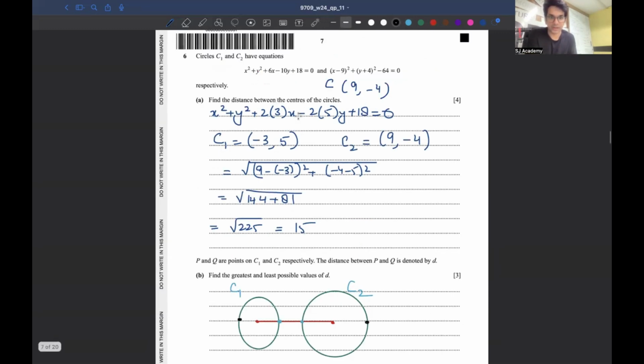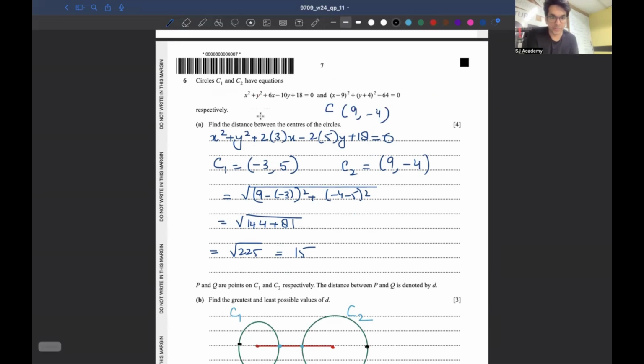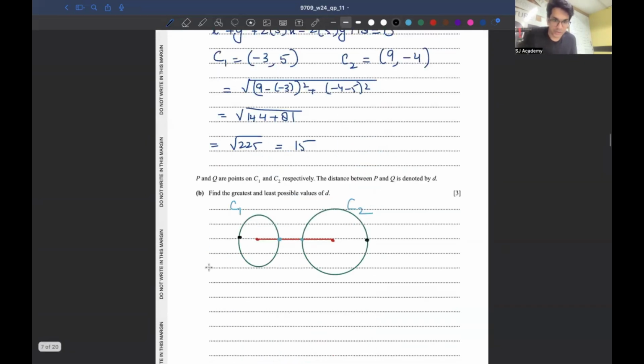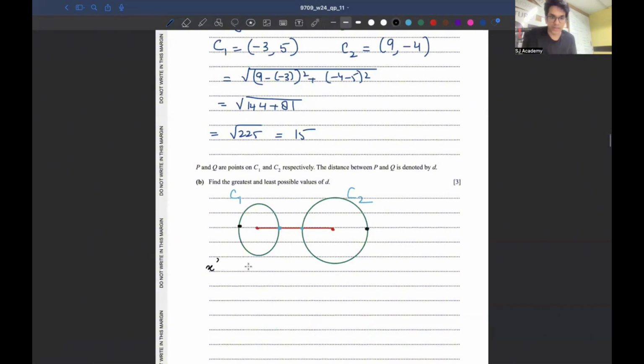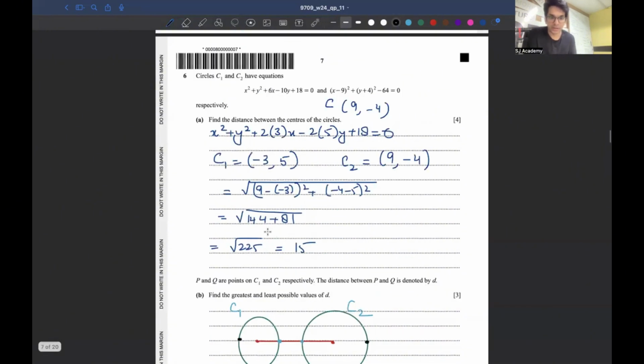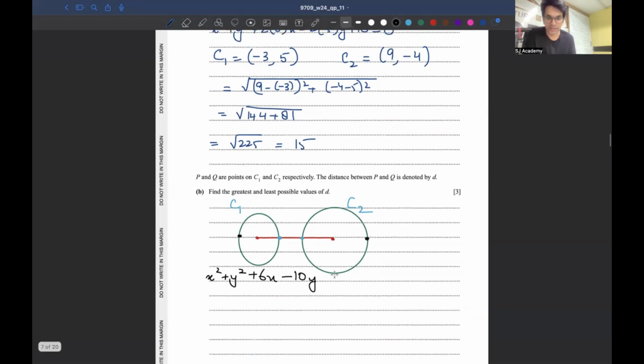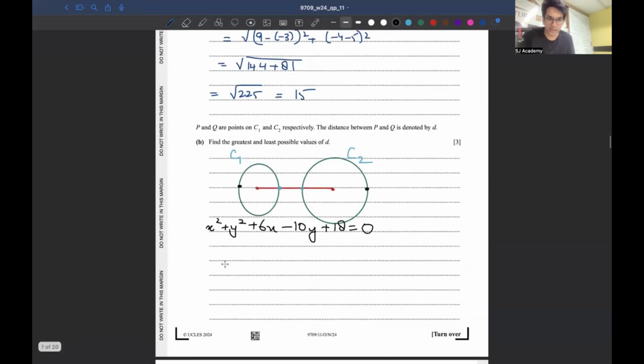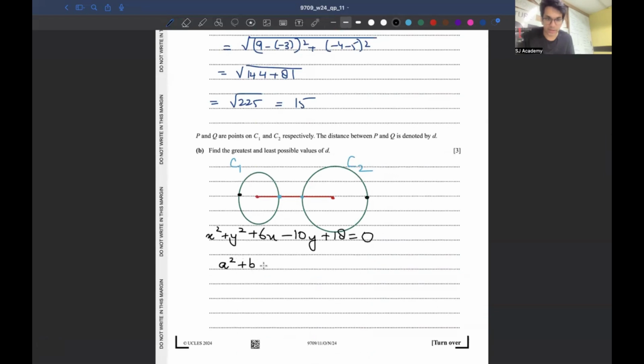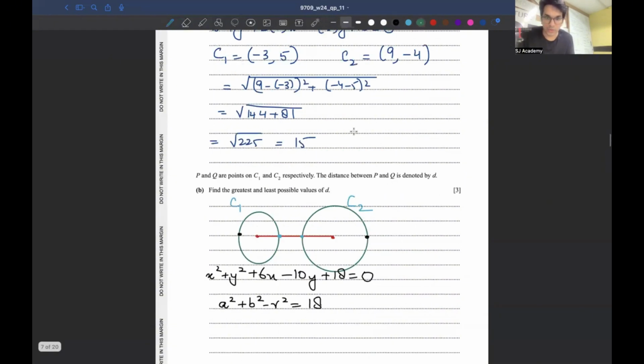Well, we can use the general equation of a circle. For circle C1, it was x squared plus y squared. We already had the center, which was (-3, 5). So this was plus 6x minus 10y plus 18 is equal to 0. Now what we know is that a squared plus b squared minus r squared will be equal to this value, which is 18. And just for a quick revision, the general equation is given by (x minus a) whole squared plus (y minus b) whole squared is equal to r squared.